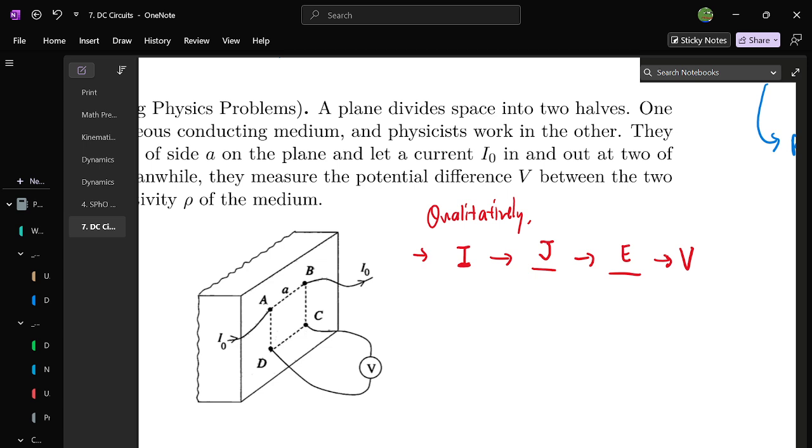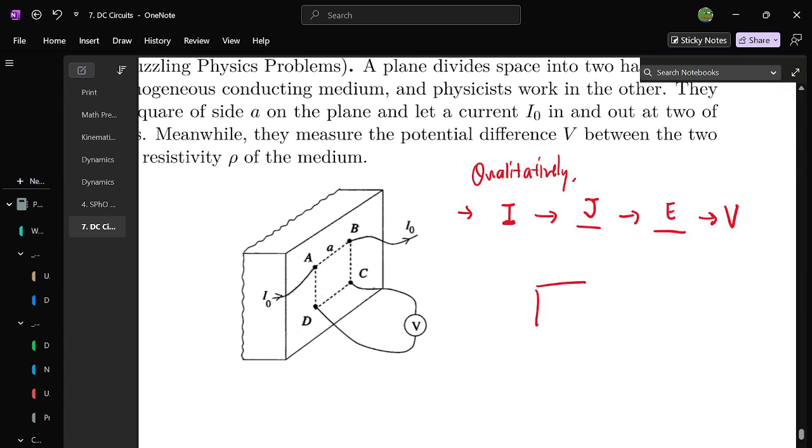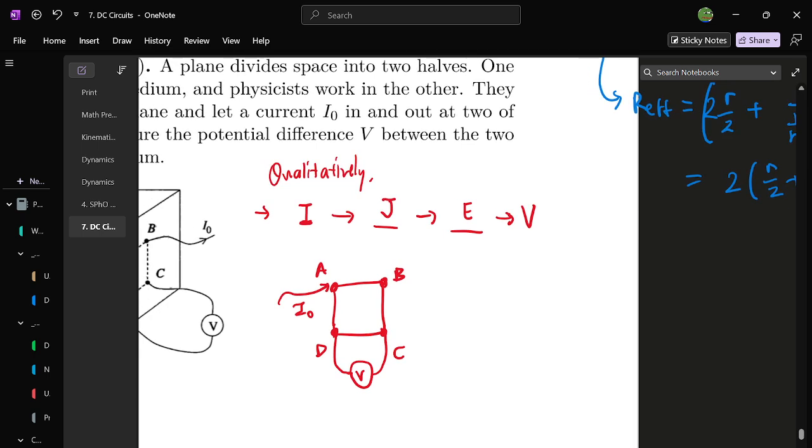Once you have this qualitative understanding of how the problem works, then it should be quite simple because all you have to do is just join the gaps between these. So how does this work? Let's say we consider, I'm just going to draw the square out, this case first. I naught is injected into A. At the end of the day, we're going to do superposition again. We're superposing the case where I naught is injected into A and the other case where I naught is extracted from B. So let's first consider I naught injected into A.